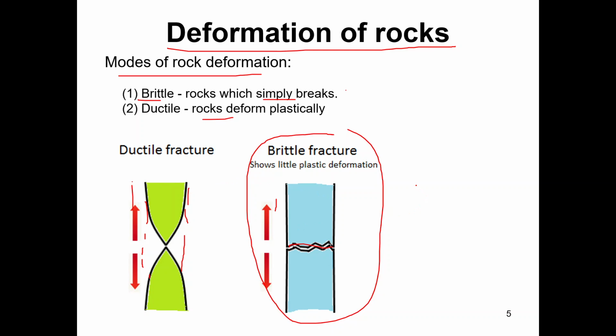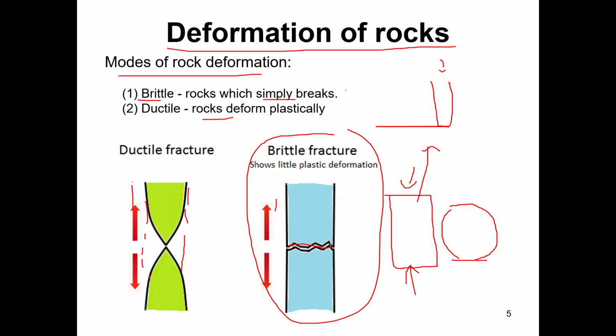So imagine if we have a compressional direction. If we have ductile deformation, this rock will be deformed like this, bulging like this. If we have a force like this on a rock like this, then in brittle deformation the rock will fail by shear, or break like this, or break like here.